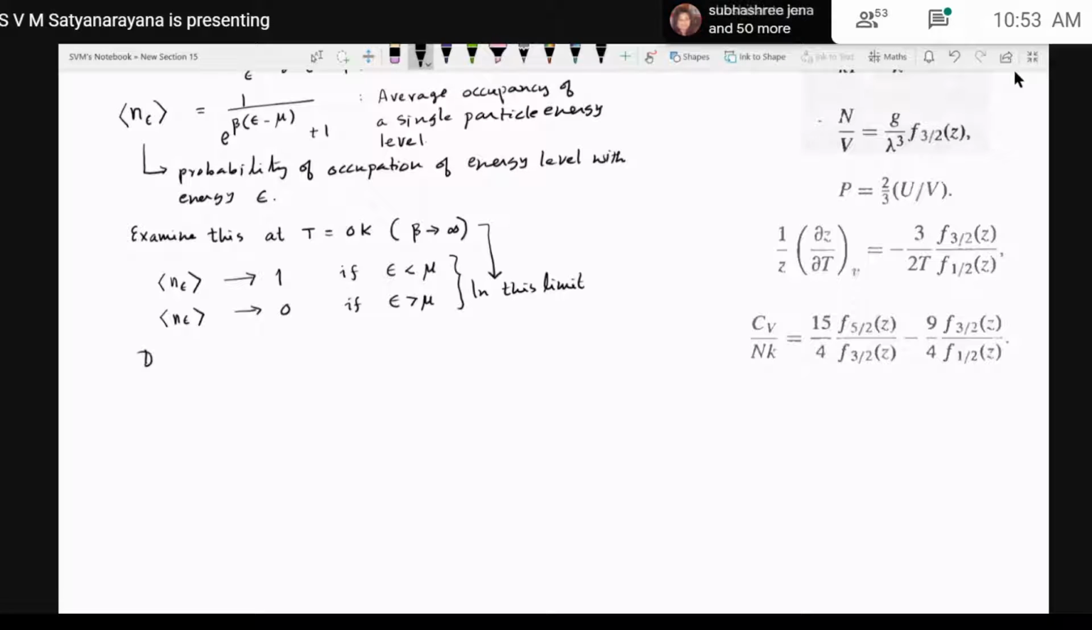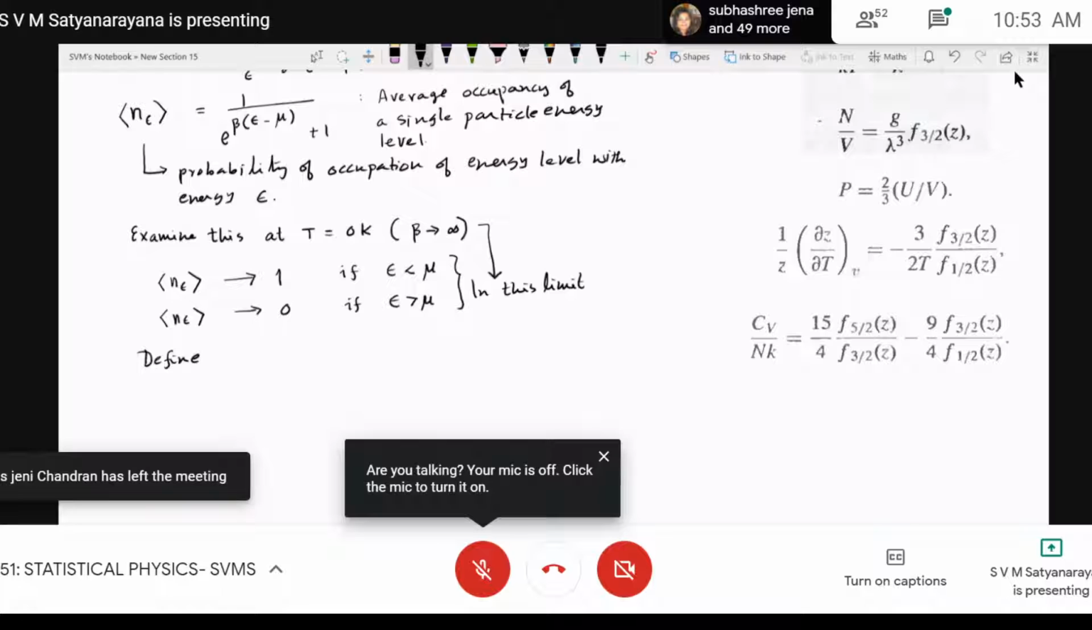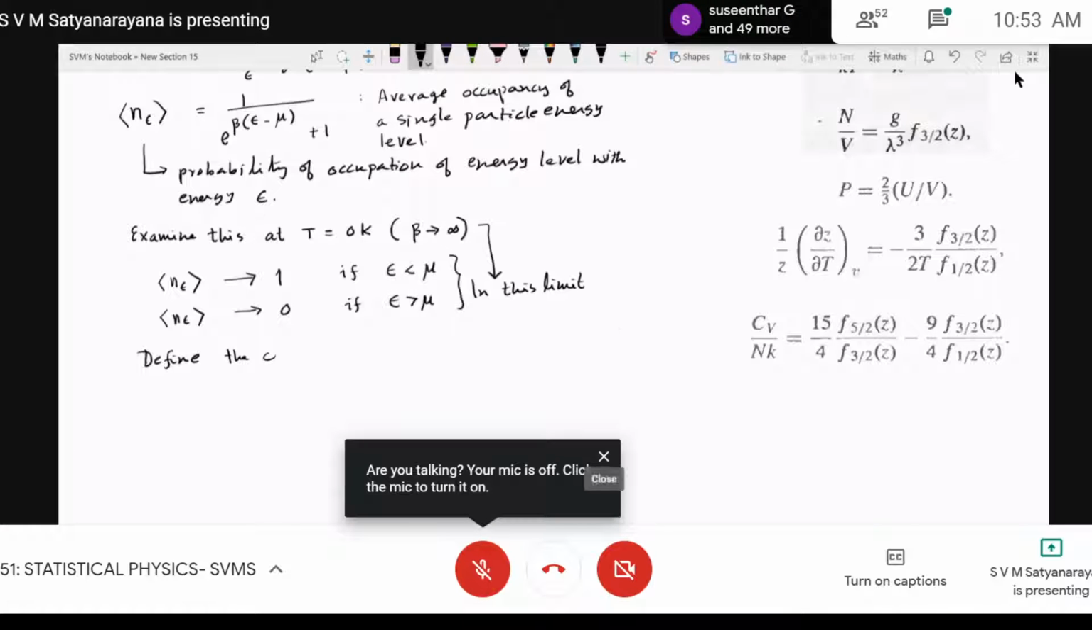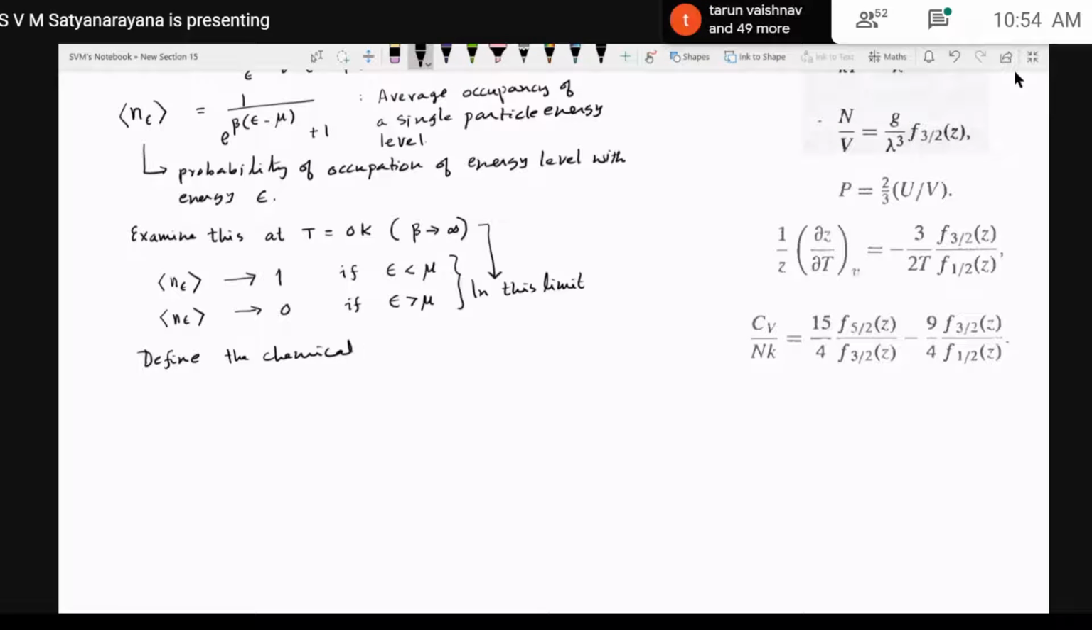So we can define the chemical potential at 0 Kelvin as the Fermi energy, and denote it as epsilon F. Since we are talking about 0 Kelvin, I can explicitly say that this mu is the Fermi energy.